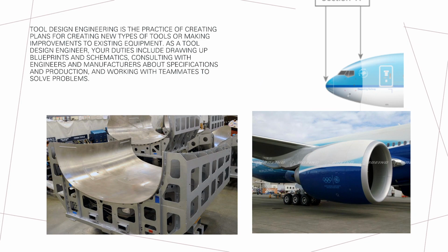Tool designers will create tool fixtures to hold engineering parts in place. For example, I was doing tool design on the 777 program for the engine nacelles and the 41 section. The tool fixture simply holds the engineering part in place so that they can either machine it or cut it, drill holes, or assemble things together, and that type of thing.